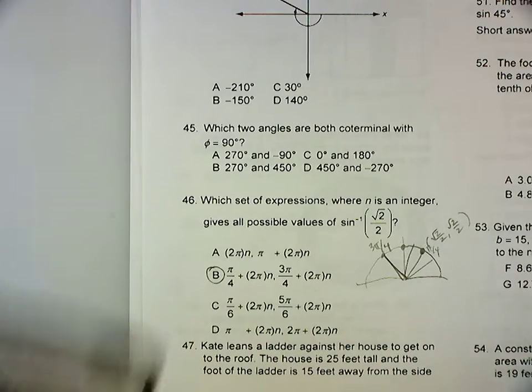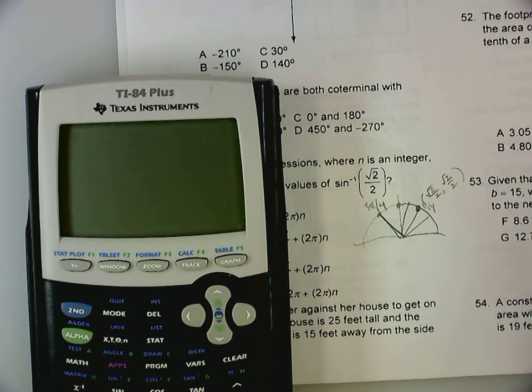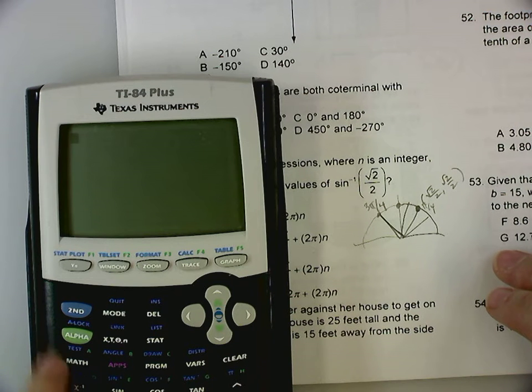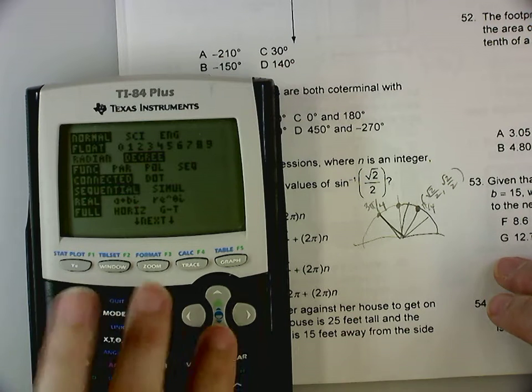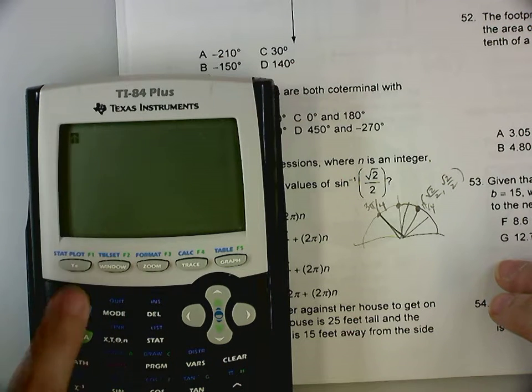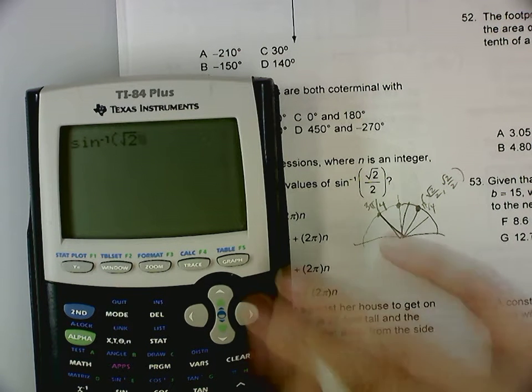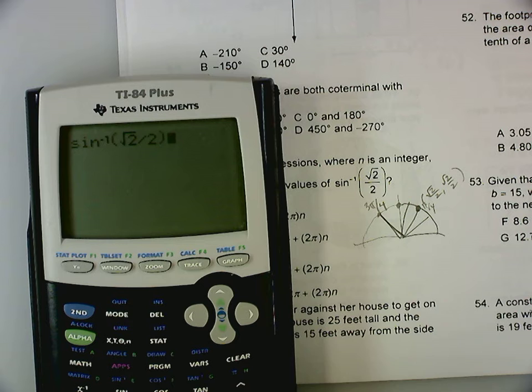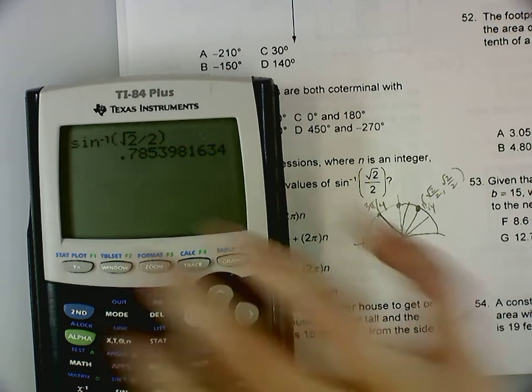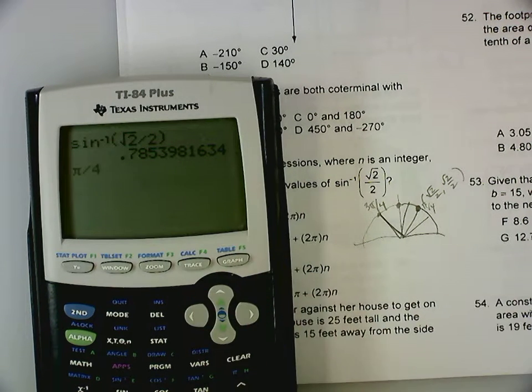Okay, I'll also show you a little something. Let's say you want the answer in radians. If your mode is in radians, and you do the inverse sine of root 2 divided by 2, you get 0.785. If you do pi divided by 4, it's going to be the same thing.